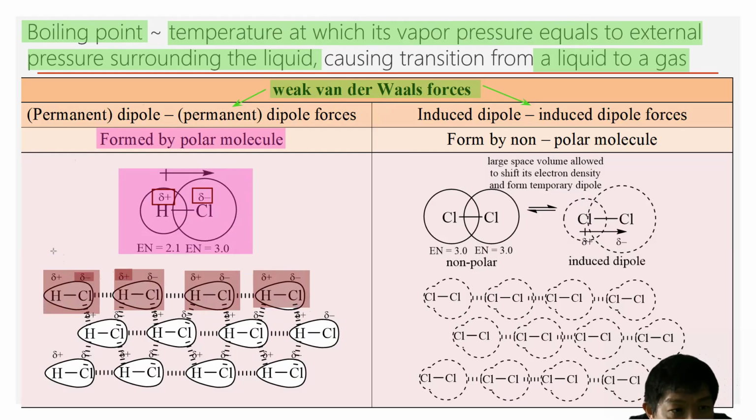Another form of intermolecular force is the induced dipole, also known as temporary dipole forces, which is formed by a nonpolar molecule. In a nonpolar molecule, as exemplified by chlorine, since the two atoms have equal electronegativity, the electron cloud between the two chlorine atoms is equally distributed.